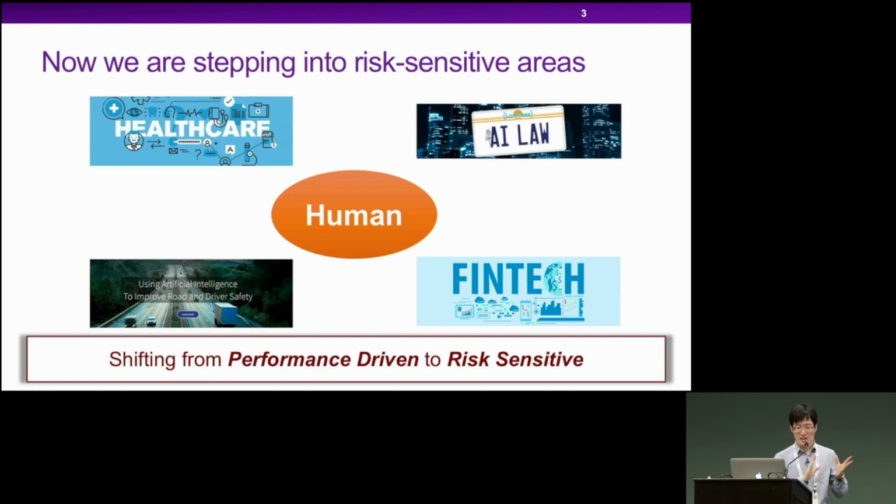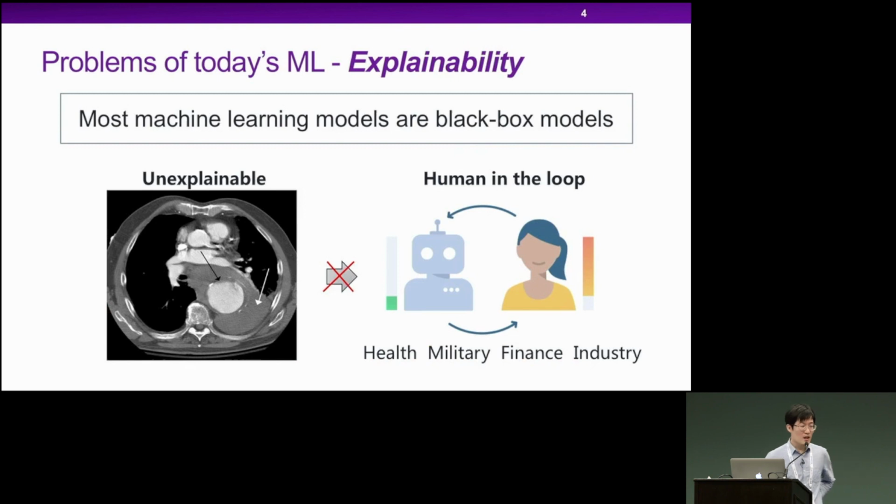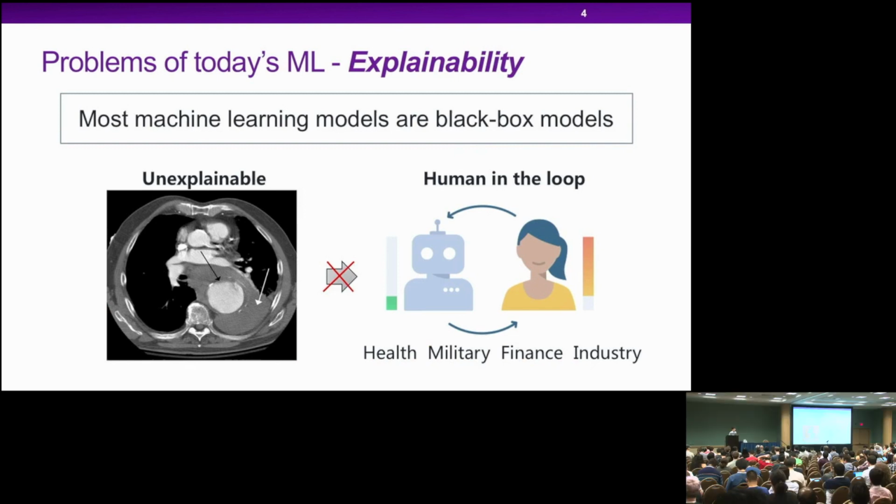So in previous studies, we paid attention to performance-driven optimization. But now the trend, the paradigm, has changed. Now we need to pay more attention to the risks of machine learning techniques. That means we need to shift from performance-driven to risk-sensitive machine learning techniques. So when we talk about risk, let's see what the sources of the risk of machine learning techniques are.